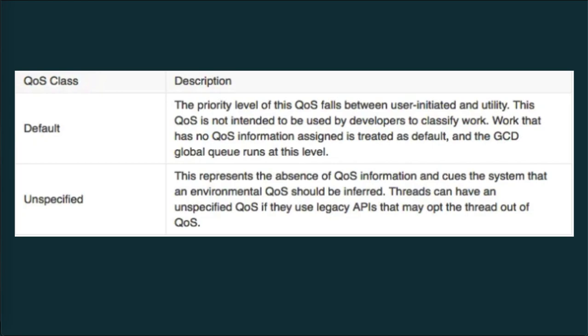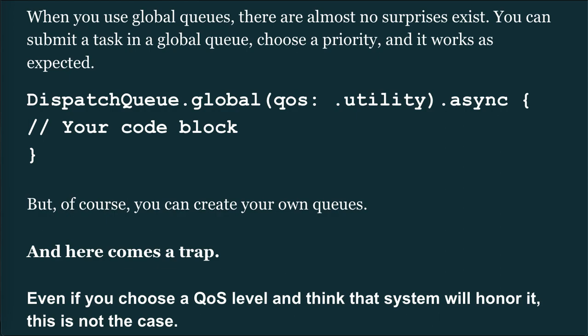Threads can have an unspecified QoS if they use legacy APIs that may opt the thread out of QoS. So when you use global queues, there are almost no surprises. You can submit a task in a global queue, choose a priority, and it works as expected, like DispatchQueue.global(qos: .utility).async and your code block.